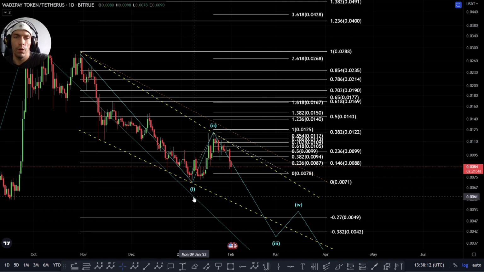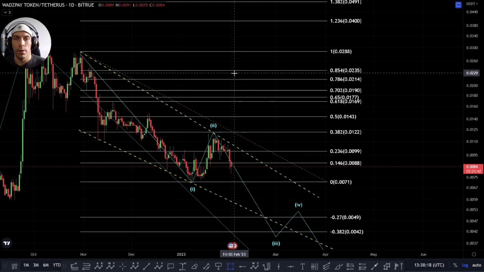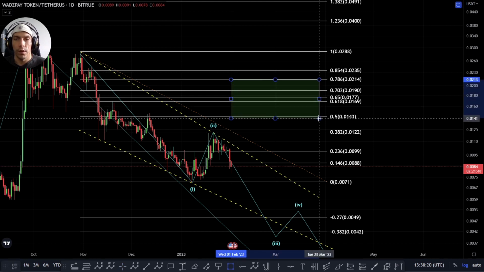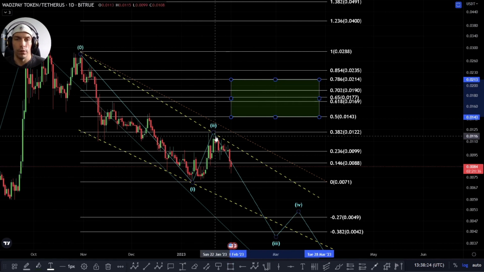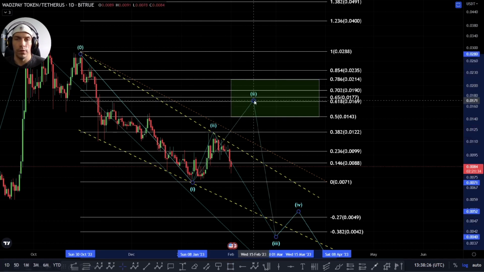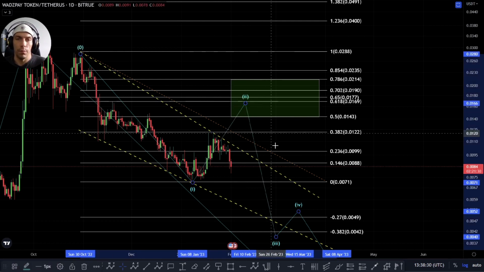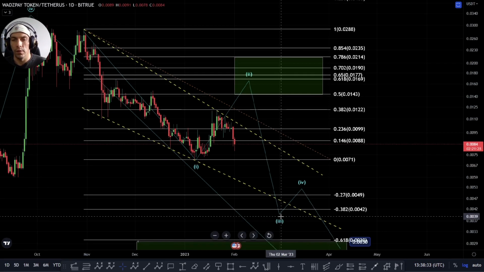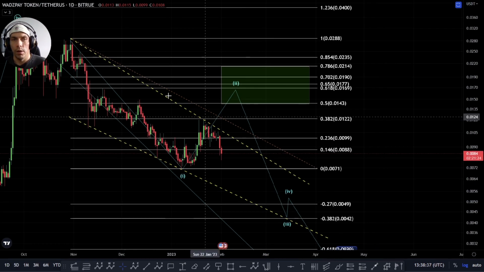But basically what I would want to see is how we react within this zone, because this area here, this 786 to this 50%, could offer us a rejection and a continuation to the downside, where this wave 2 extends out slightly. So we just need to be careful with this move. This is not my preferred count, but this is a possibility that we could see something like this play out, where we actually continue to form these lower lows.